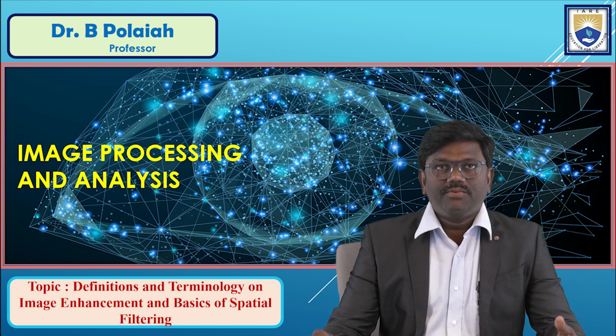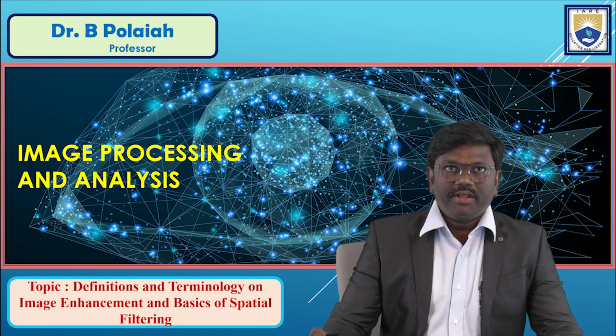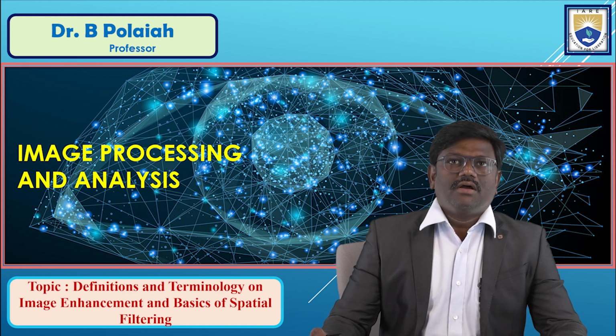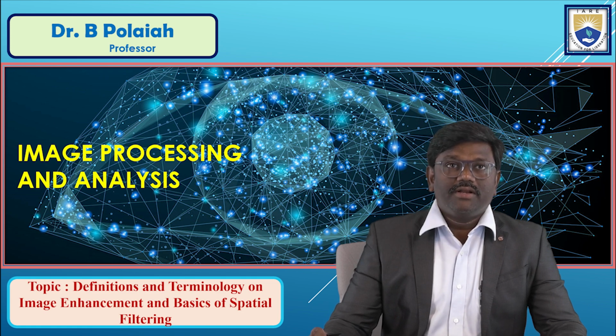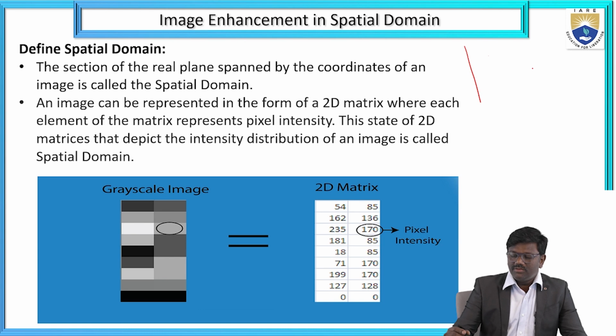Let us start our definition and terminology on image enhancement and the basics of spatial filtering. So what do you mean by image enhancement, especially in the spatial domain? Usually we consider that the section of the real plane spanned by the coordinates of an image is called the spatial domain. That is simply an image which we are going to have.